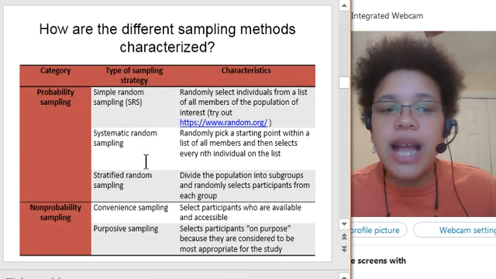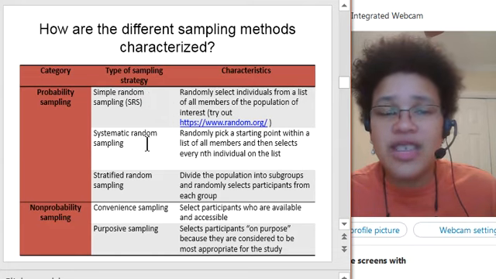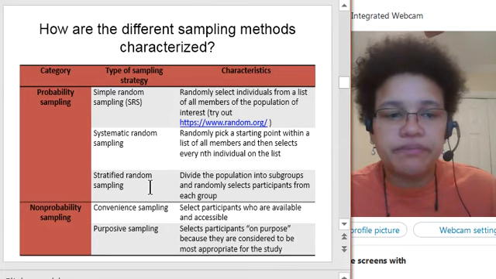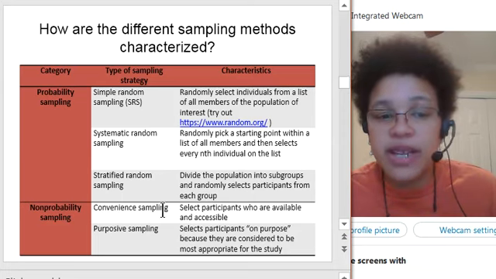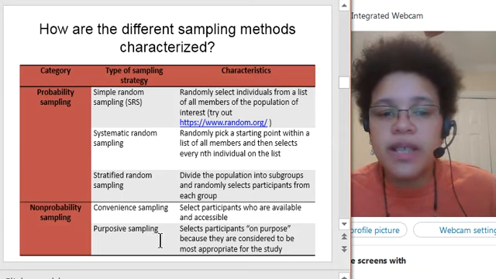Okay, so here is a chart showing how different sampling methods are characterized. There are three kinds of probability sampling. There's simple random sampling, often abbreviated SRS. There's systematic random sampling. Also, the abbreviation for that is SRS, but when you see SRS, it always means simple random sampling. And there's stratified random sampling. In terms of non-probability sampling, there's convenience sampling. That's the participants who are available and accessible. And purposive sampling, selecting participants on purpose. And that is often a key strategy in qualitative research as well.